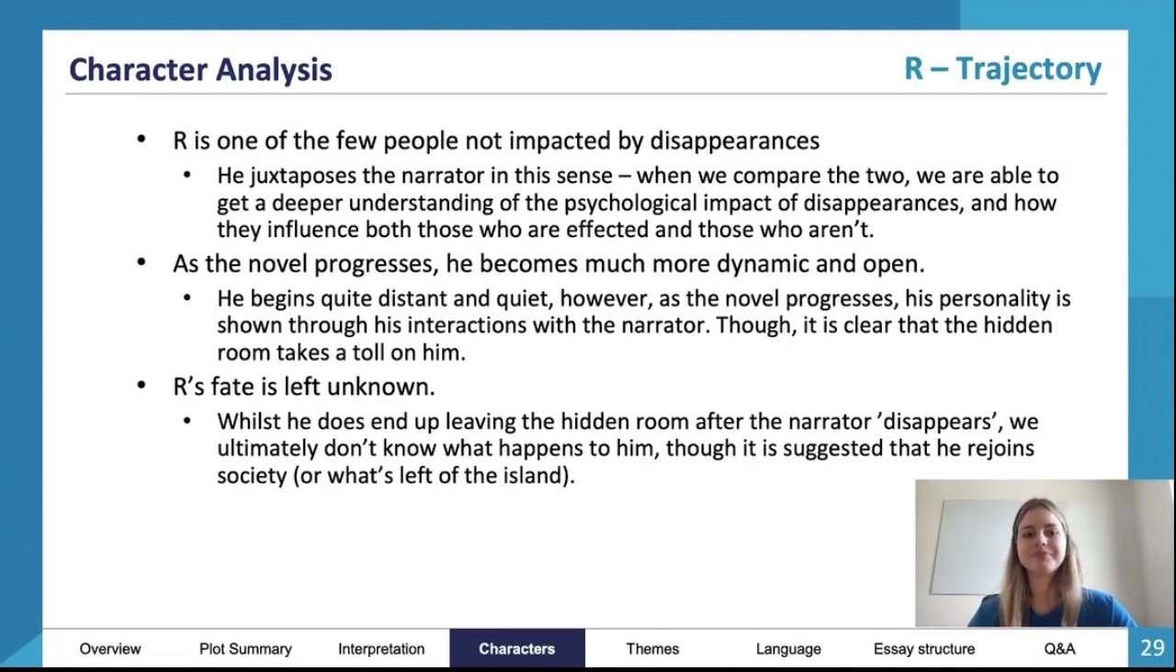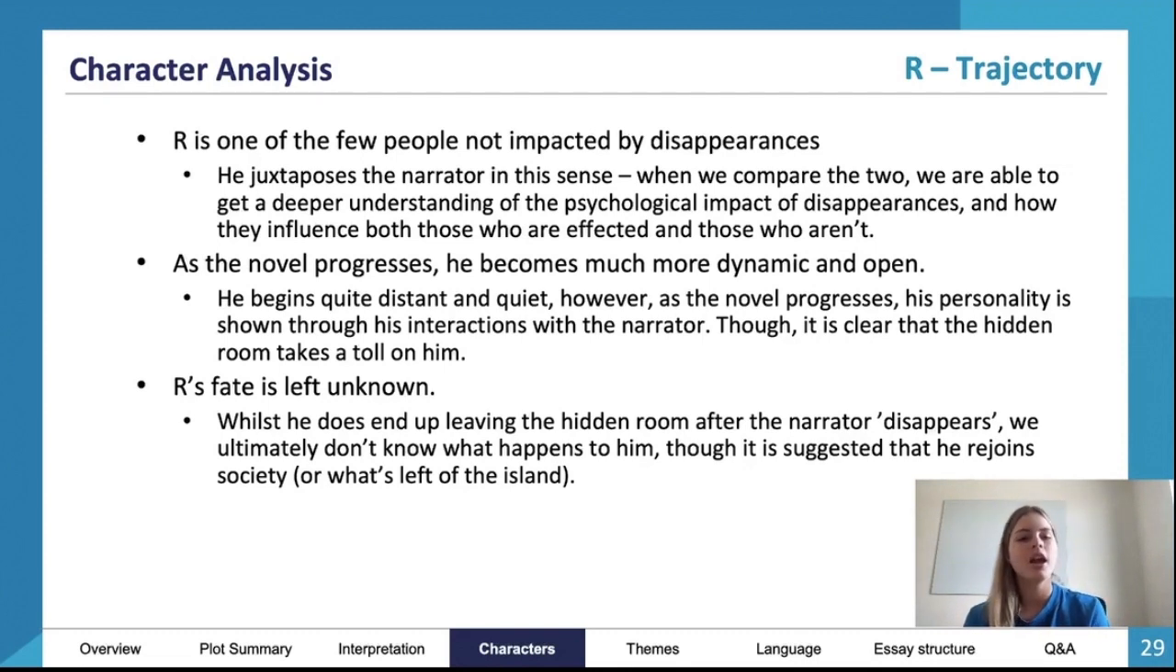Okay, so as the novel progresses, he becomes much more dynamic and open. He begins quite distant and quiet. However, as the novel progresses, his personality is shown through his interactions with the narrator, though it is clear that the hidden room takes a toll on him. As I said, we see his deterioration physically and mentally as well.